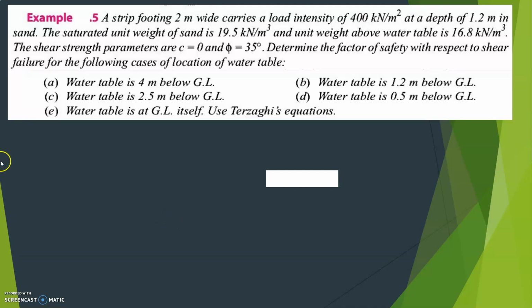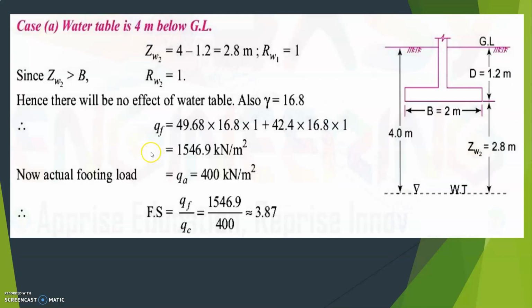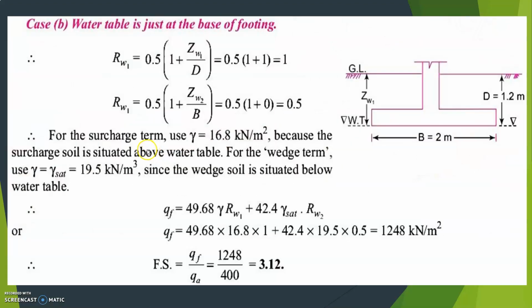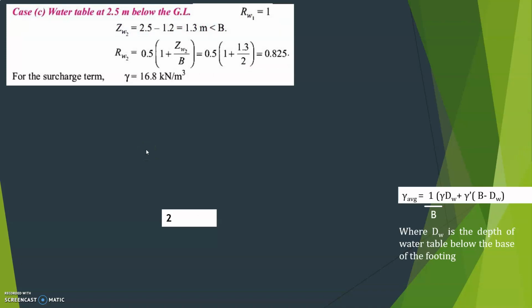The problem is of a strip footing of 2 meter wide that carries a load intensity of 400 kilonewton per meter square. Here you are supposed to find the factor of safety with respect to the shear failure for the different cases. I have done the water table at 4 meter below ground level and the water table just at the base of the footing. Now let us see how to find the factor of safety if the water table is at 2.5 meter below the ground level.